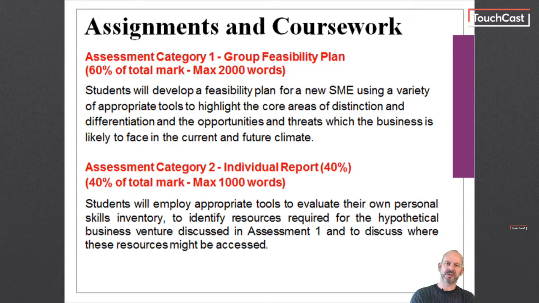So assessment 1 is the group feasibility plan, and this is worth 60% of your total mark, and this should be no more than 2,000 words. This sounds like a lot, but believe me, you have a lot of areas to cover, so you'll need to be very concise around how you use the word allowance.